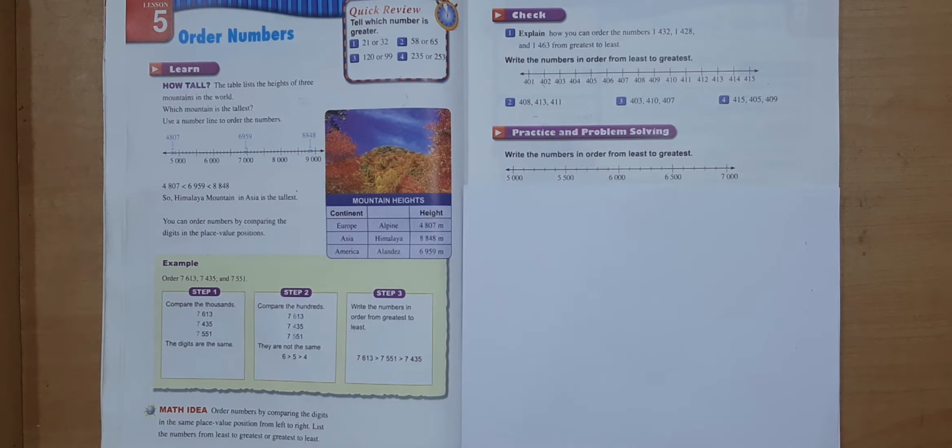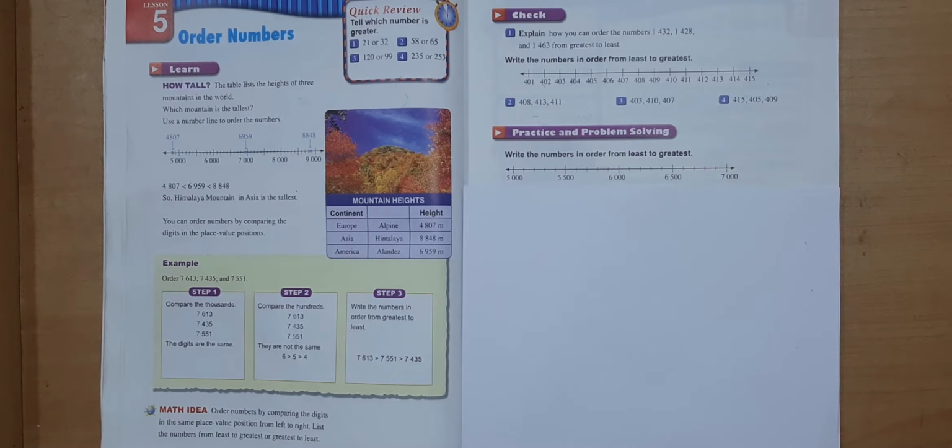Between these two numbers, which one is the least? Look, in here we have 1 and in here we have 1. Now let's look at the 1 spot. In here we have 3 and here we have 1. So this number is less than this number. So 408 is less than 411, and 411 is less than 413. So this is how you order these numbers from the least to the greatest.